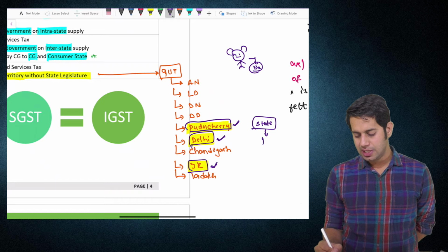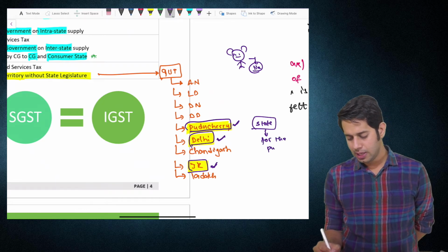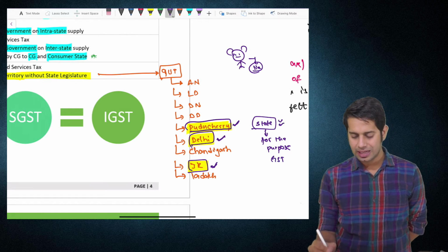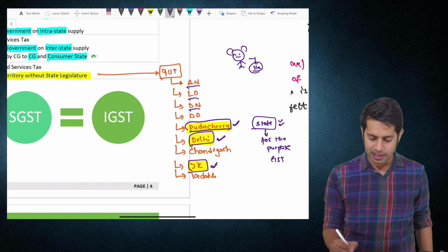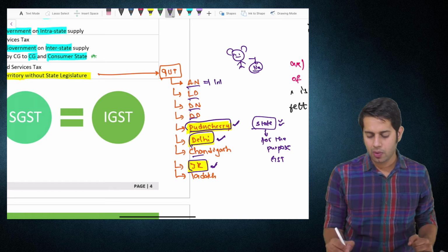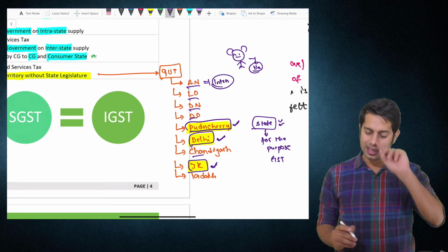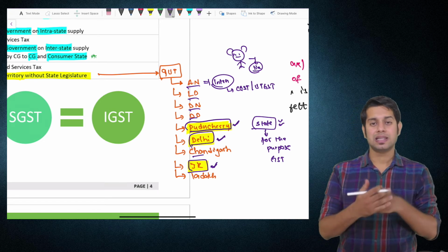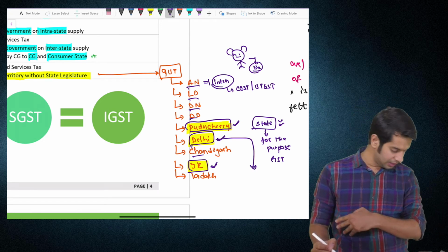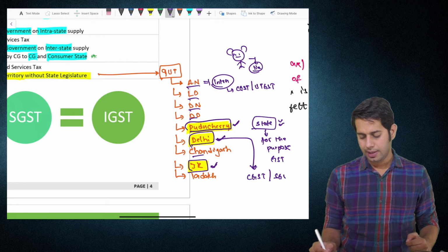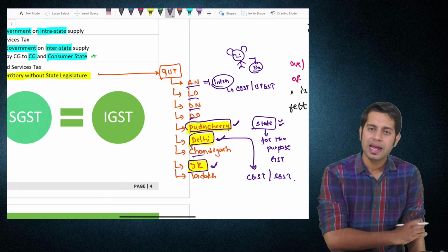for the purpose of GST. These 3 union territories are called as state. Apart from this, whatever union territories are there, on all these union territories, if you make an intrastate supply, that is a supply within that union territory, you have to pay something called as SGST and UTGST. But if you make an intrastate supply in Delhi, then you will have to pay CGST and SGST.